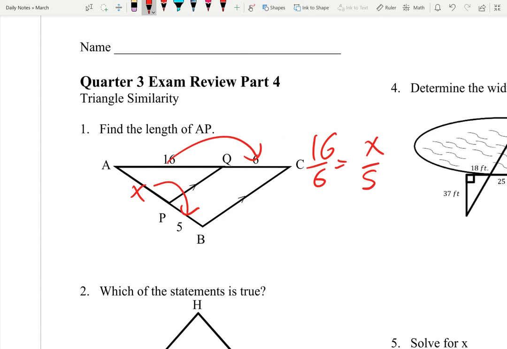Now you just got to cross multiply and go. So when we cross multiply, we'll have 16 times 5 and 6 times x. So 6 times x will be 6x, and 16 times 5 is going to be 80. So I have 6x equals 80, then we just divide by 6. So we end up with x equal to 13.33 repeating.